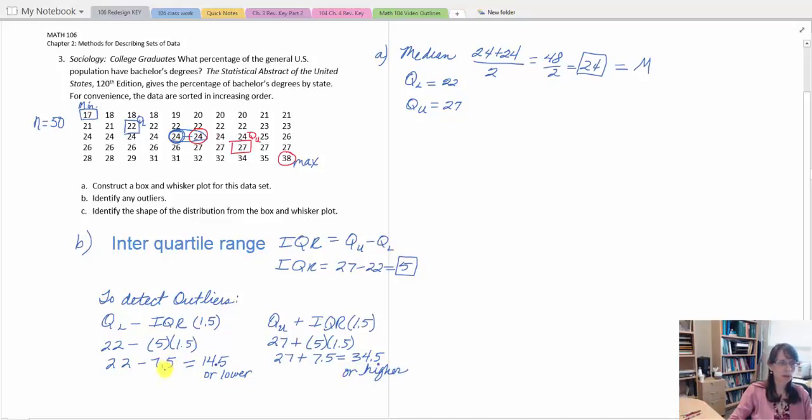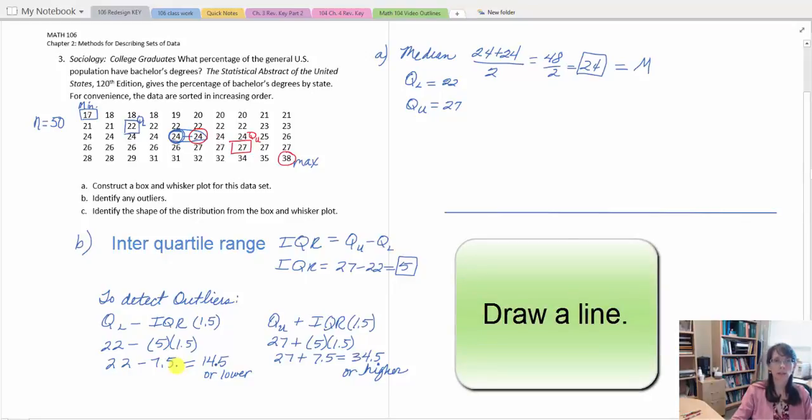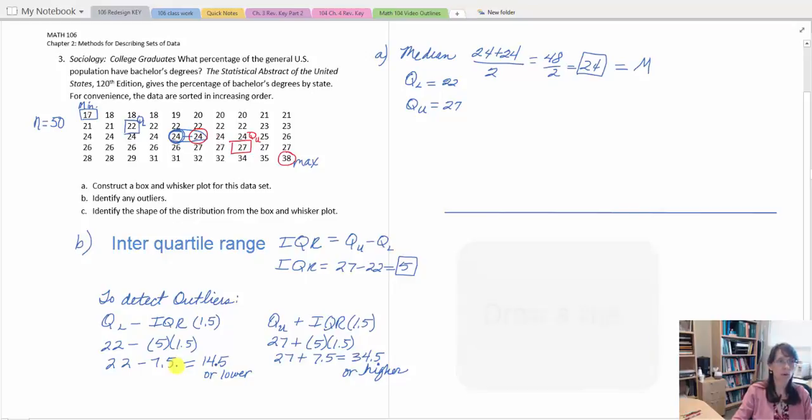I feel it's important to figure out what these values are for outliers so that we can have a more complete box plot. So to draw the box plot, we need to start off first with a straight line, and we're going to look for the smallest value that's either in our measurement or something we calculated for outlier.